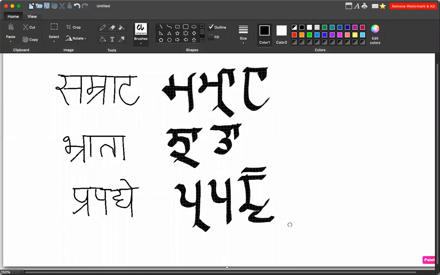Prapadye. So when R is written below any letter, it takes this form. I'm sure you would have covered it earlier. So this is Prapadye. We'll move to the second rule for today that we had planned. We have one more word, shrot.